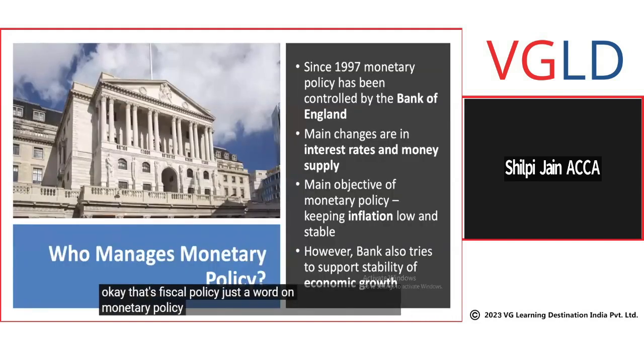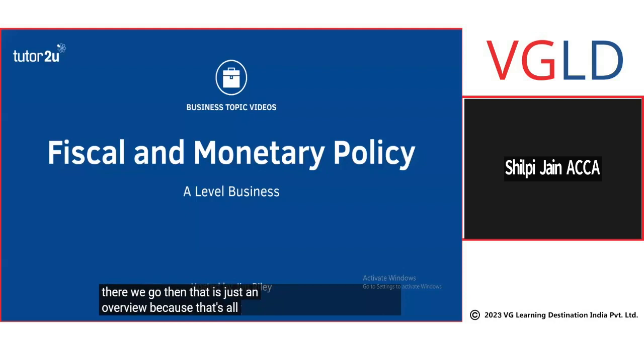Just a word on monetary policy. This is all connected really with interest rates, and there's a separate video on those to watch. The key point to remember about monetary policy is that it is controlled by the Bank of England, and in particular the Monetary Policy Committee, who meet each month to decide what the base interest rate should be in the UK economy. The main aim of the Bank of England is to try to keep inflation or price rises low within a target of 2%. But of course, they also look at the role of monetary policy in trying to support a sensible, stable level of economic growth. There we go then, that is just an overview, because that's all you need, of fiscal and monetary policy.